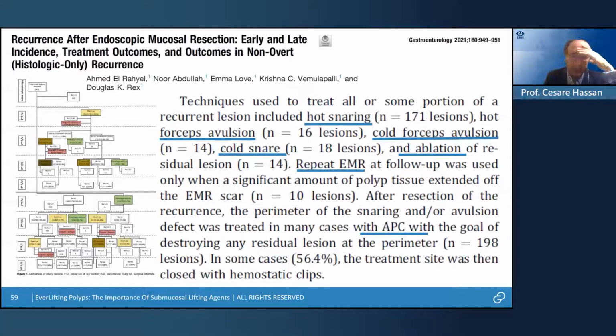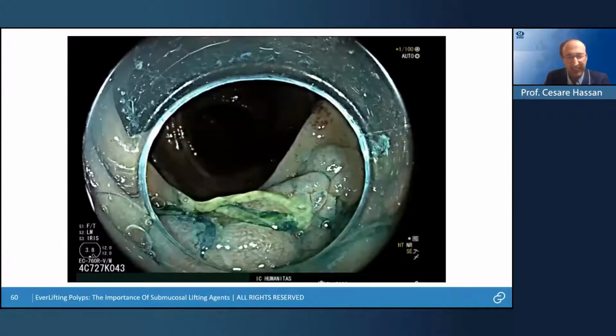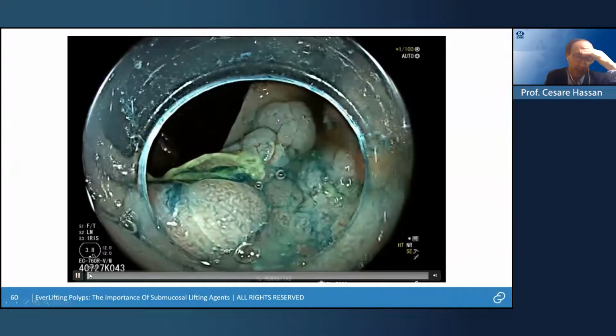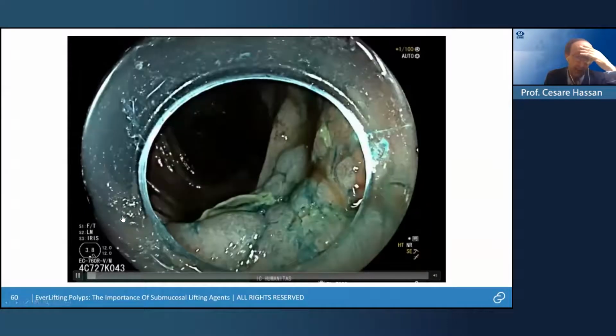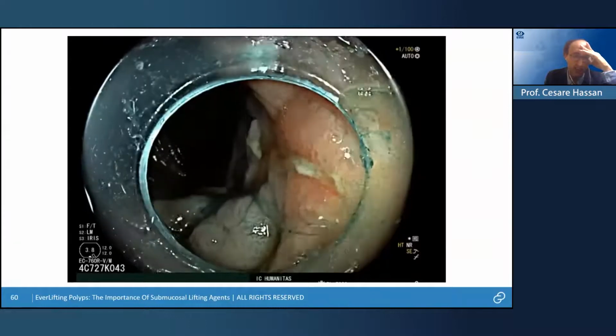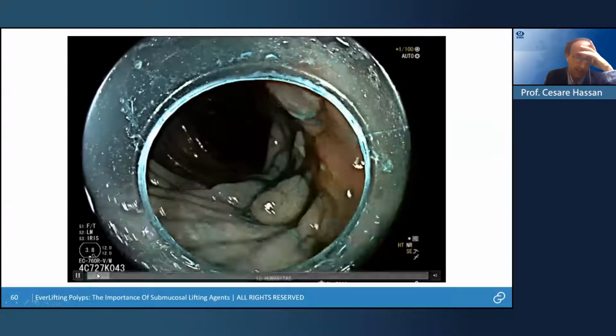You can repeat the EMR. You can retreat the border with APC, etc. So you must be flexible. This is the message. Don't think to have a standardized approach for recurrence. You must be flexible. This is a recurrence that we had in our center, a patient that came with ulcerative colitis after EMR recurrence, treated several times.